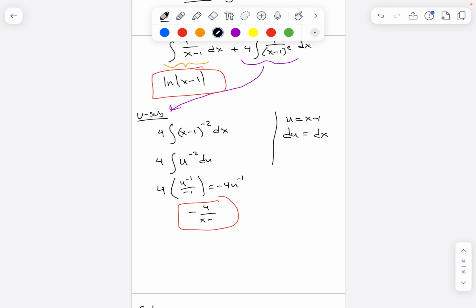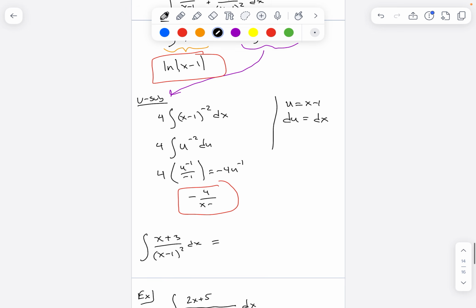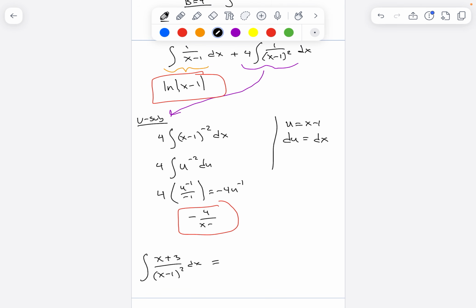So this means that our integral of x plus 3 over x minus 1 squared dx, this is the original form, is equal to ln of x minus 1 minus 4 over x minus 1 plus C. So this is our final answer right here.